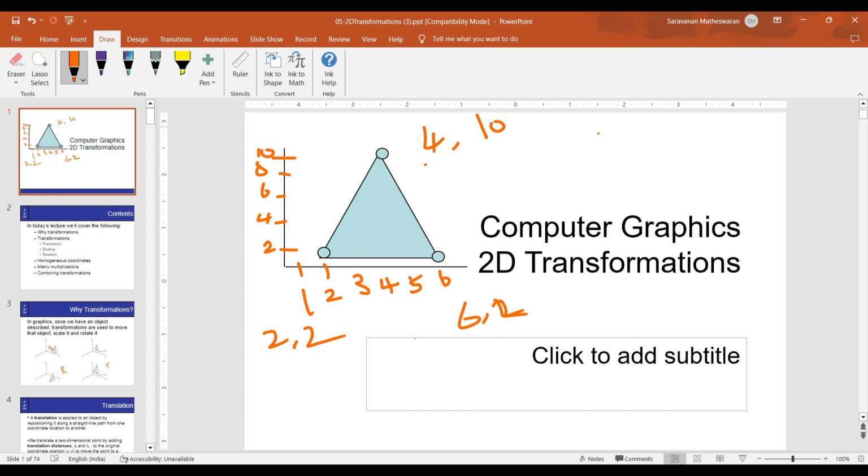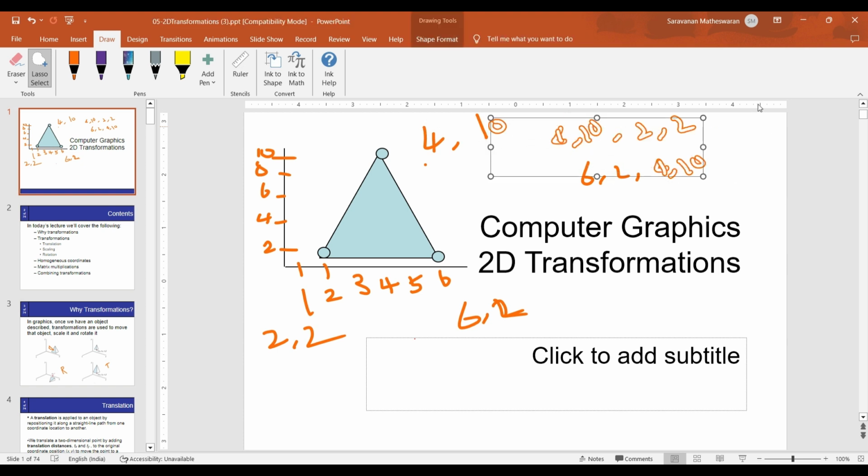To plot, we need to give the commands. First point 4 comma 10, then 2 comma 2, then visit 6 comma 2, and again revisit 4 comma 10. So all the points are plotted automatically, and this is considered a 2D object. This is how to plot the points of a 2D object.